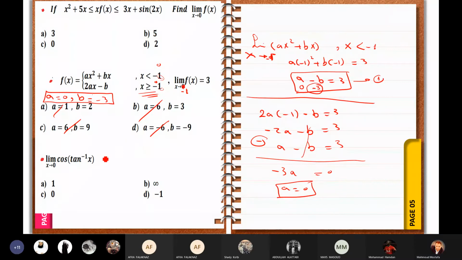Now, the limit when x approaches 0 of cosine of tan inverse of x. The same idea. You have to find the limit of inverse tan of x when x approaches 0, which is 0. Now cosine 0, again, is 1.